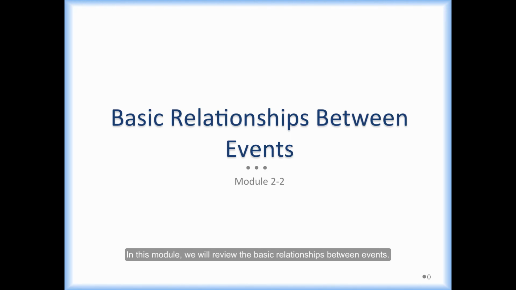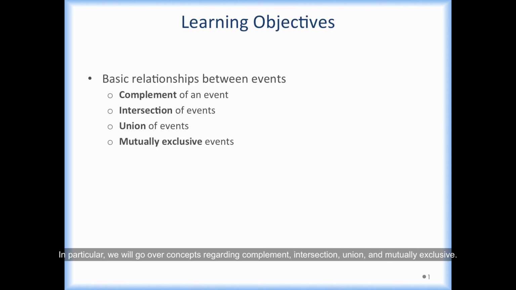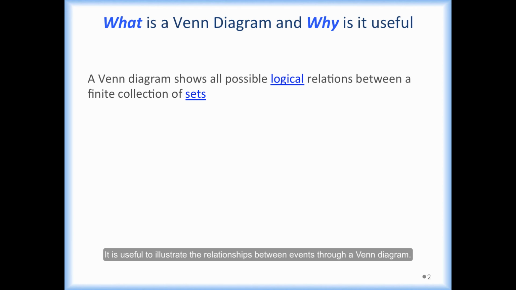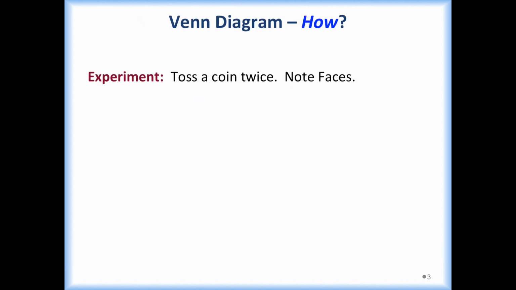In this module, we will review the basic relationships between events. In particular, we will go over concepts regarding complement, intersection, union, and mutually exclusive. It is useful to illustrate the relationships between events through a Venn diagram. A Venn diagram shows the logical relations between a collection of sets. You can think of a set as an event.